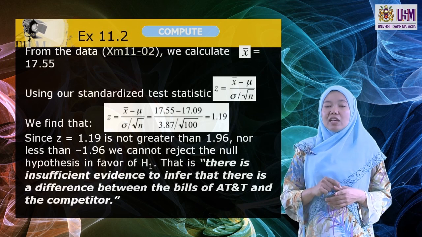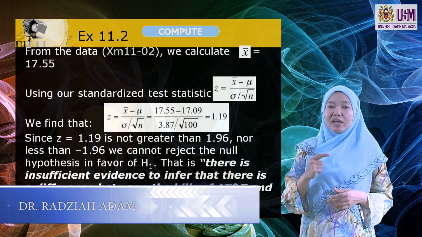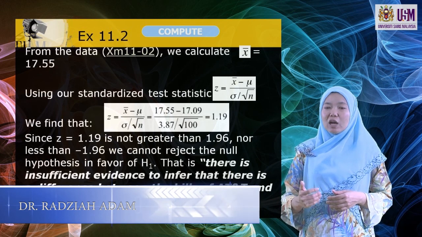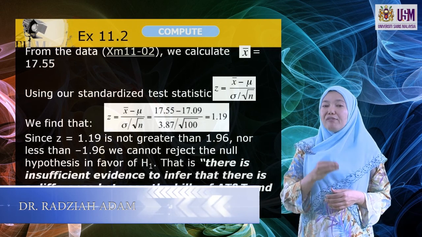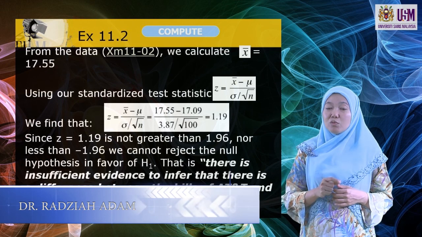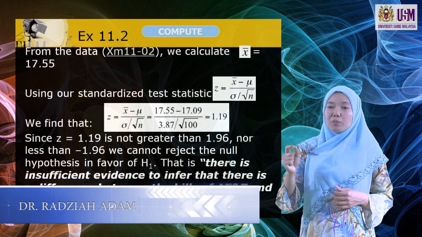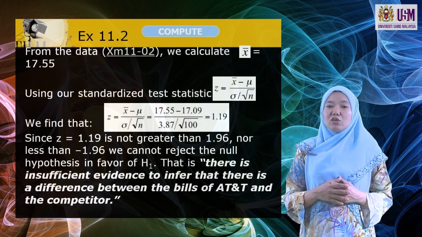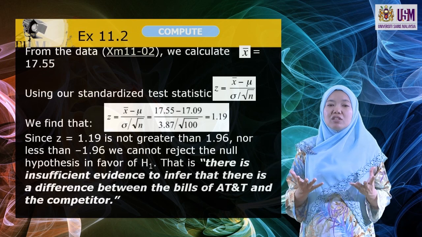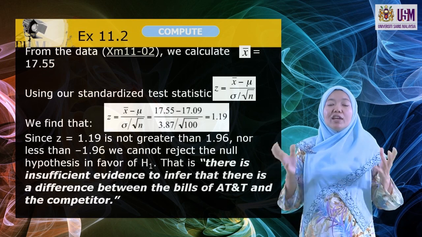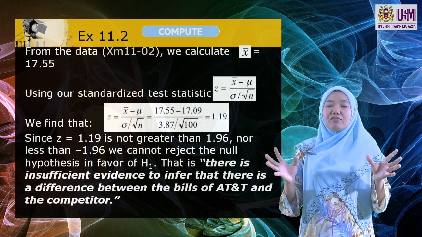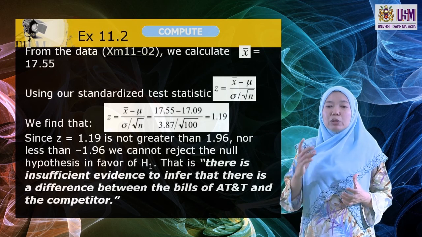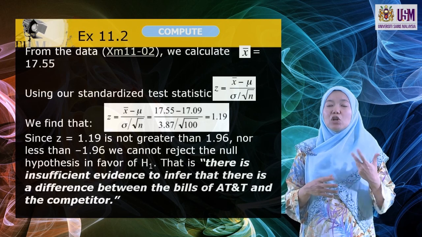Okay? So in this case, compare Z equals 1.19. This is your test statistic. Compare it with your critical point in step 2 just now, which is 1.96. So definitely you find that 1.19 is not greater than 1.96, nor less than negative 1.96. So because of this, we cannot reject the null hypothesis in favor of H1. What we're saying is that there is insufficient evidence, or you can say there is no evidence, to infer that there is a difference between the bills of AT&T and the competitors.